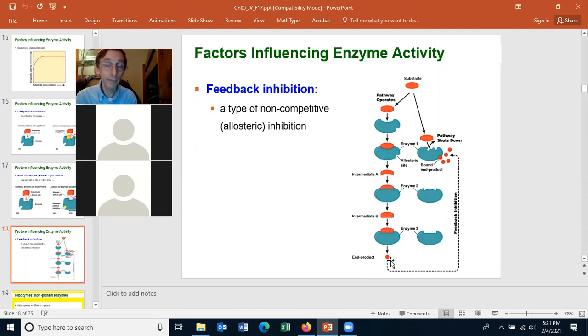Feedback inhibition is frequently seen in cells because it's the most efficient way to inactivate a pathway. You shut down the first enzyme, and it's the end product that shuts it down. Then none of the intermediates are made. If you were to shut down the second enzyme, you would make intermediate A, and that would be costing the cell energy. Okay? Does everybody understand feedback inhibition?